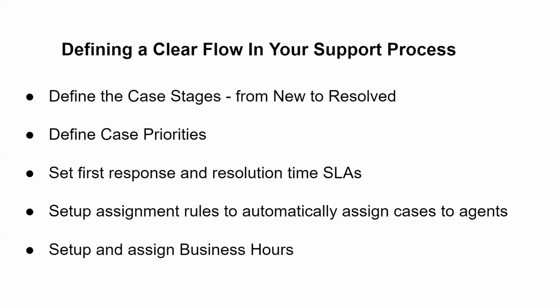Defining a clear flow in your support process is an important first step when setting up your CRM for your support teams. So managers can define the case stages from new to resolved, define case priority statuses, define first response and resolution time SLAs, set up assignment rules to automatically assign cases to agents, and set and assign business hours for your support team. This will ensure that you set clear expectations for your support team and everyone is following the same process from the minute a case is created through to its resolution.